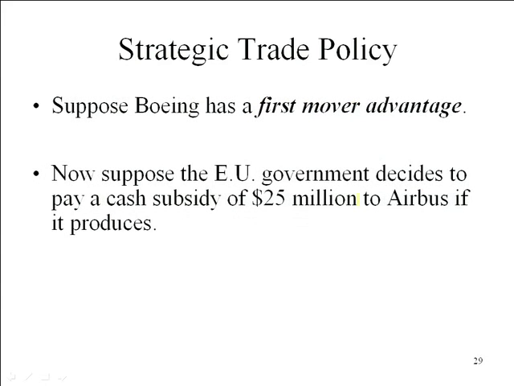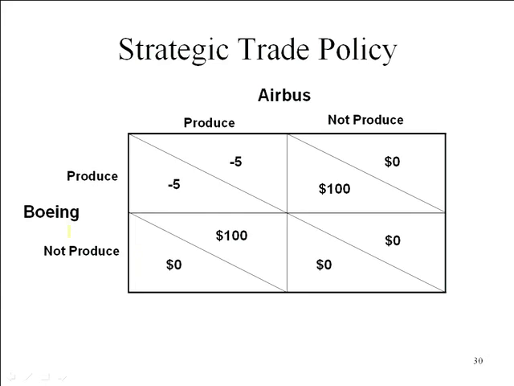So here, I've switched on you. We're going to assume that Boeing has the first mover advantage, not Airbus, although in the super jumbo jet, Airbus did. And now we want to have the EU government give a $25 million subsidy to Airbus if it produces. So this was our original payoff matrix, so we need to change it for the subsidy. So notice, if Airbus produces while Boeing's also producing, rather than losing 5 million or whatever it might be, they will actually make 20. The loss of 5 million plus the subsidy of 25 million. And if they produce and Boeing doesn't, now they make 125.